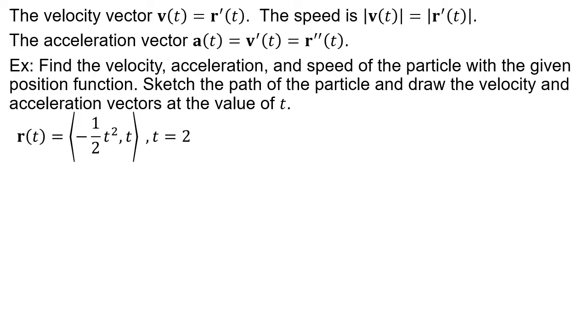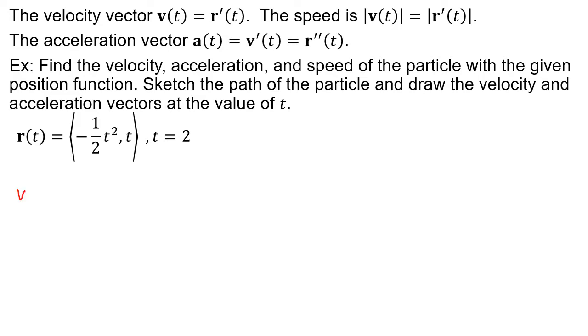This says to find the velocity, acceleration, and the speed of the particle with the given position function, sketch the path of the particle, and draw the velocity and acceleration vectors. I'll show you, hopefully, what this looks like. Not too terribly bad picture. And we're going to have r is negative 1/2 t squared and t, at t equals 2. So I'm going to find all the functions and things first.